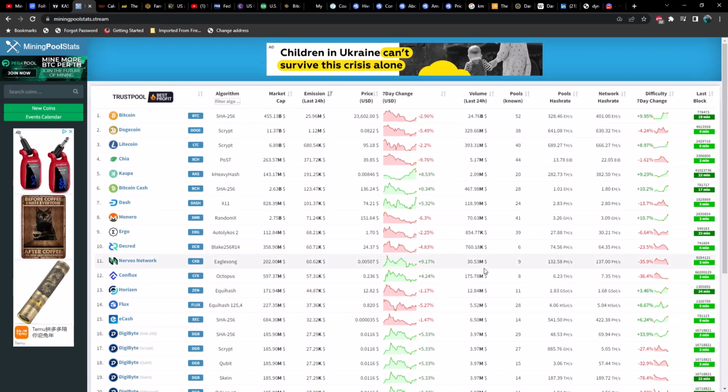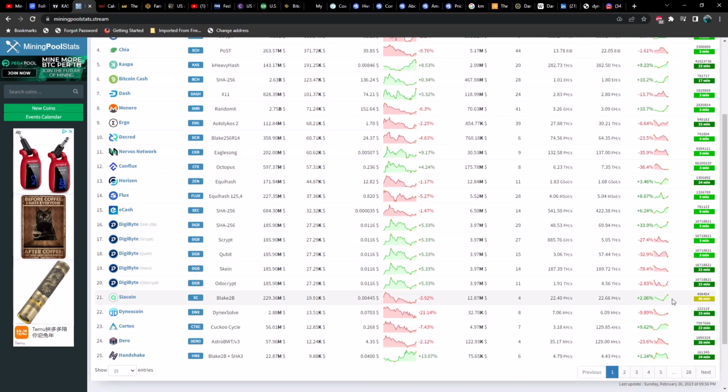12,240 in emissions. And if we look at the 7-day difficulty change, Bitcoin is actually up 10%. Dogecoin is down about 4%, Litecoin is up about 9%, Chia is down about 1.16%, and we've got Caspa difficulty up 9.23%, and Bitcoin Cash is up about 10%, Dash is down about 13%, Monero is up about 10%, Ergo is down 6.64%, Decred is down 23%, Nervos is down 35%, as well as Conflux down about 36%. And then we've got Flux up about 8.67%. Siacoin is up about 2%, and Dynex is down about 10%.